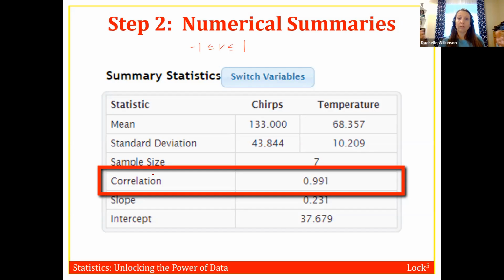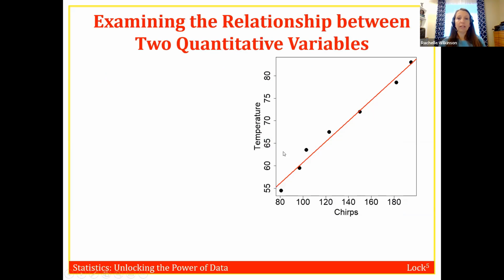And that's why we said we have to watch out for outliers, and especially those influential observation outliers that can affect correlation and also our regression line. Okay, so now we're ready to move on to step 3. So first step was graph it. Second step is numerical summaries. Step 3 is model the relationship.